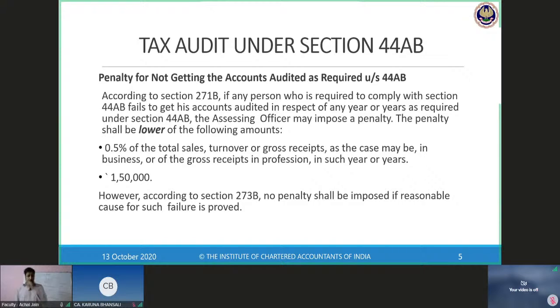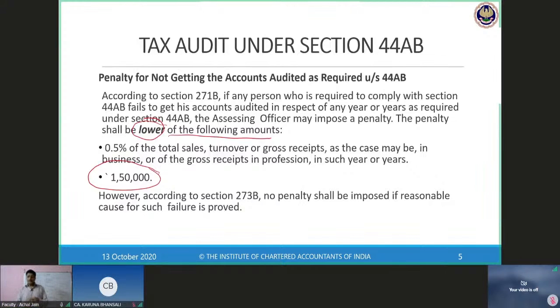Now, penalty for not getting the accounts audited under section 44AB. 44AB is about this tax audit. According to section 271B, if a person who is required to comply with 44AB, that means who is required to get his tax audit done, fails to get it done in respect of any year or years as required, a penalty may be imposed on him, which shall be the lower of the following amounts. Lower of these two: 0.5% of the total sales, turnover, gross receipts, as the case may be in business, or gross receipts in profession in such year or years, or 1.5 lakh. Lower of these two.